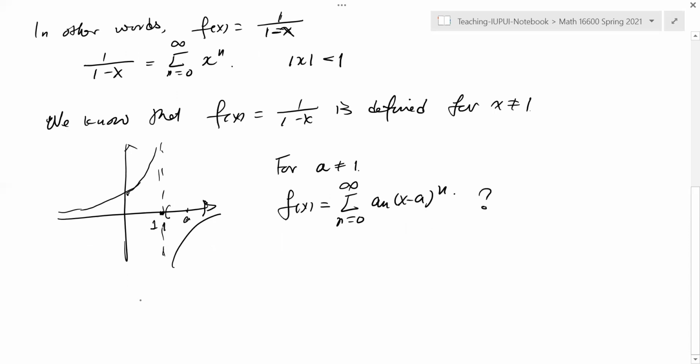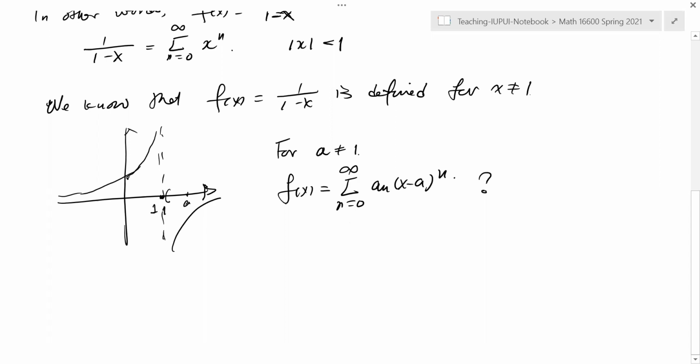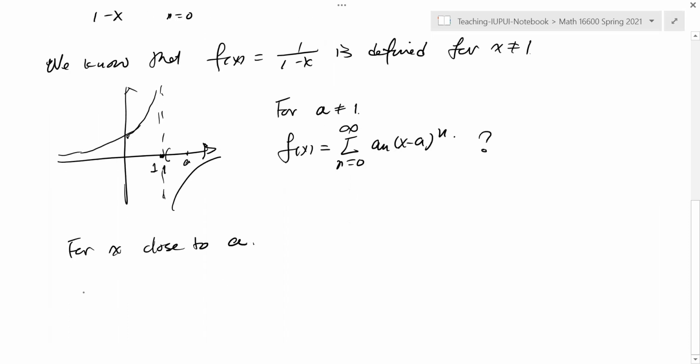That's a technique, a standard technique we're going to use over and over again. So for x close to a, as long as the difference is less than or equal to a minus 1, or 1 minus a, this gap is the radius.